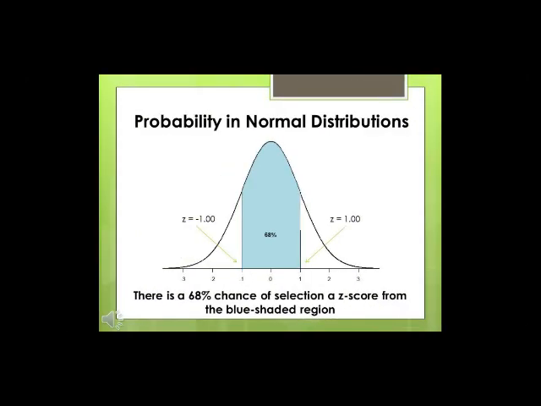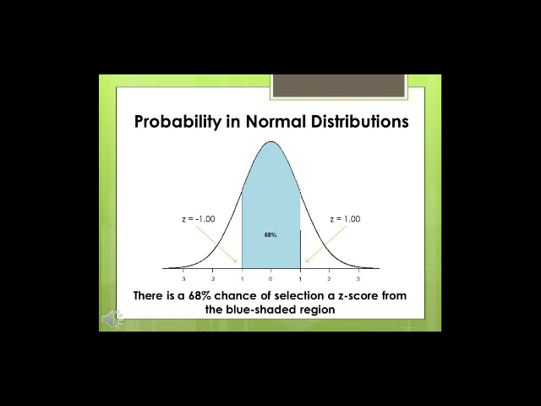Next, let's talk about the probability in normal distributions. Recall that the normal distribution has an area under its curve that is equal to 1. The normal distribution can be split into sections by drawing a line through it that corresponds to a given z-score. Because of this, we can interpret areas under the normal curve as probabilities that correspond to z-scores.